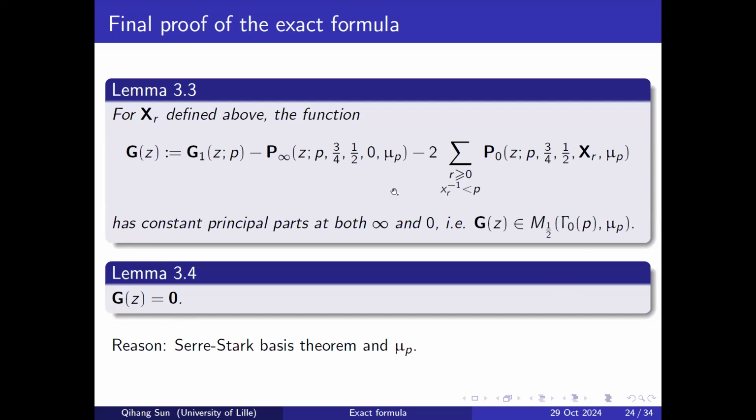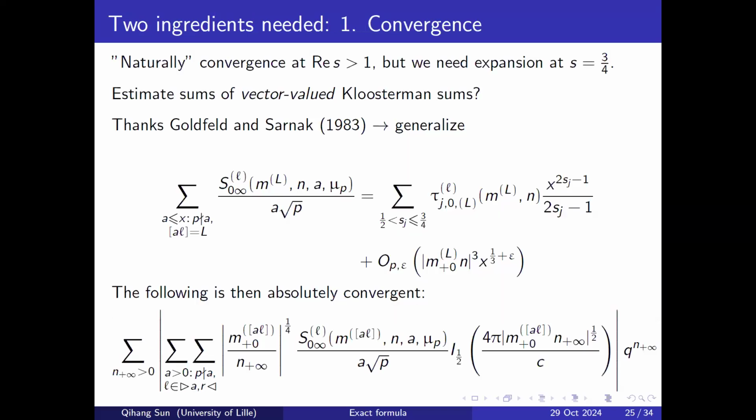Okay, we have got to the halfway step of the main theorem here. There are two last things we need to finish before we state our main theorem. One thing is about convergence. You have seen it before. The Poincare series are naturally convergent with real part of s larger than 1, but now we need s to be 3/4. So we have to estimate those sums of vector valued Kloosterman sums, not scalar valued ones.